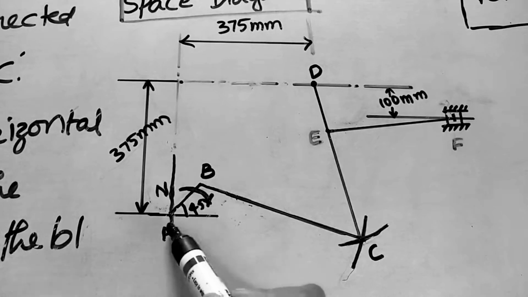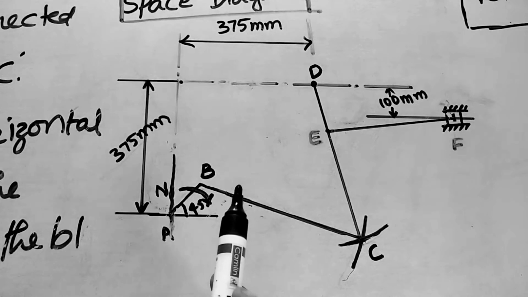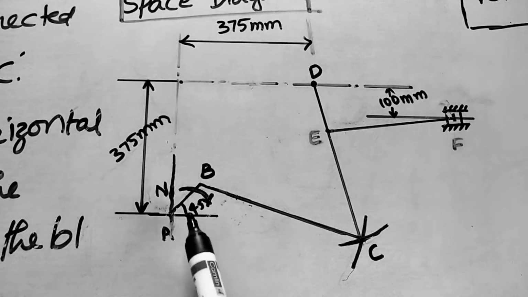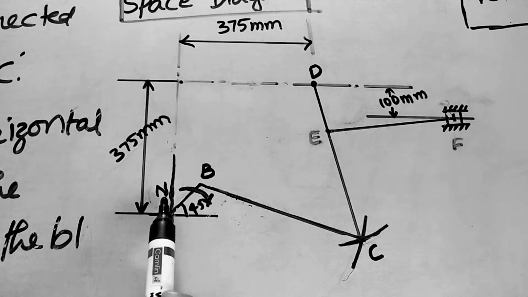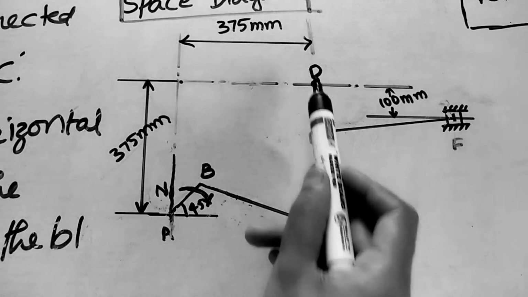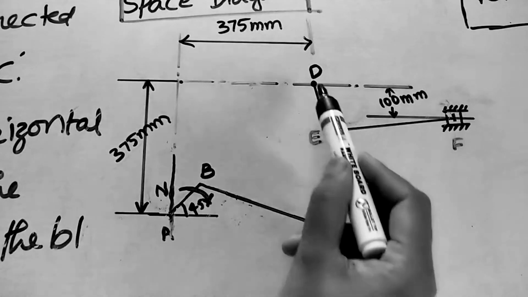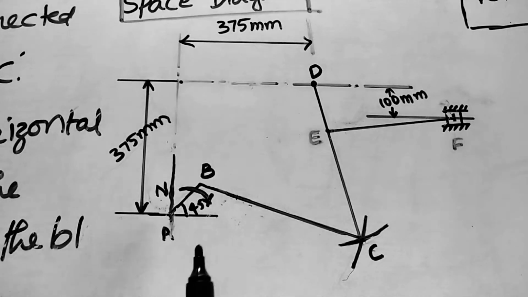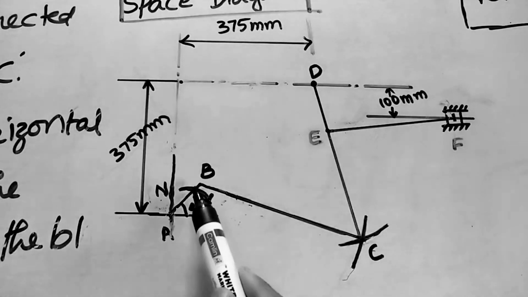Here AB is the crank, it is rotating clockwise. Let me read the question. The crank AB makes an angle of 45 degrees with the horizontal and rotates about point A in clockwise direction at a uniform speed of 120 rpm. N value is 120 rpm. The lever DC oscillates about the fixed point D. This is the fixed point, which is connected to AB by the coupler BC. Here we are taking one link which is joining this link and this link.